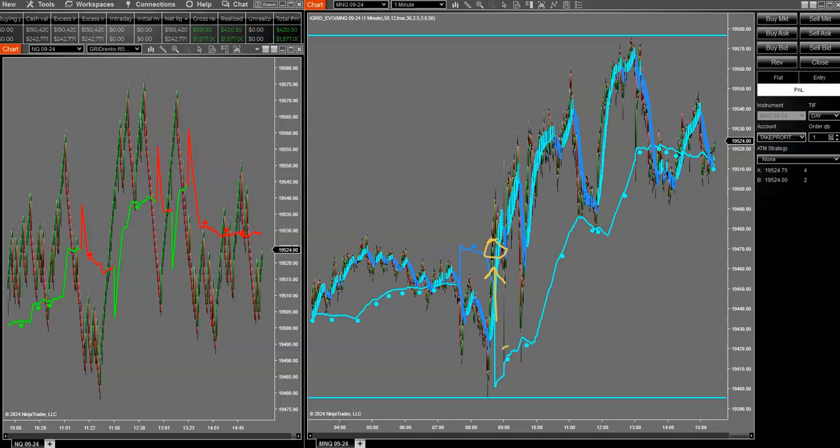You can see after original entry, there was 1 add, 2 if you had those turned on, and it just kept climbing higher, and you should have been 1 and done really early. I know I was 1 and done pretty early. Let's take a quick look at yesterday.